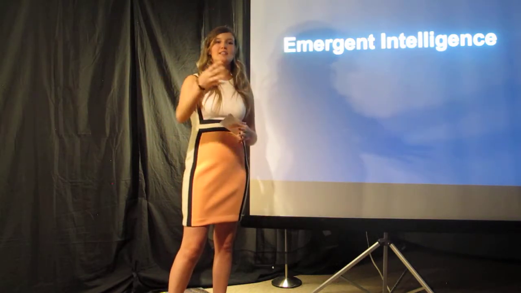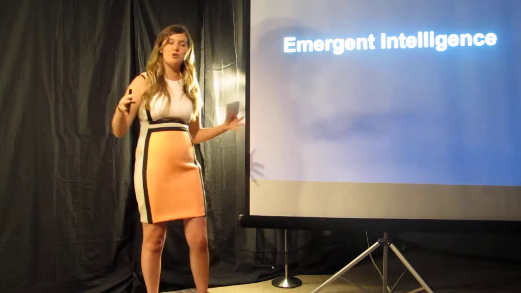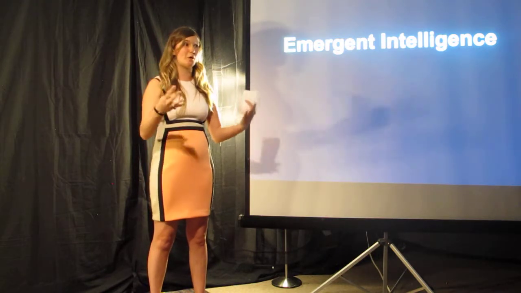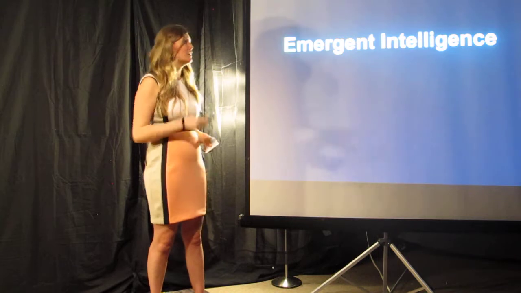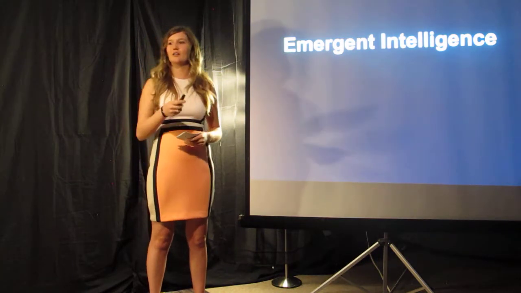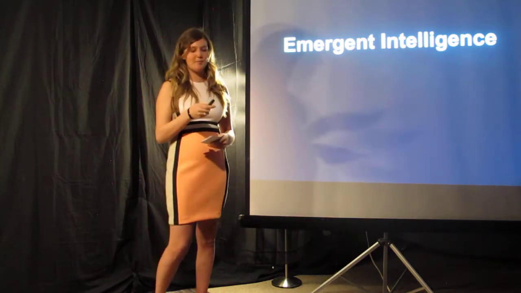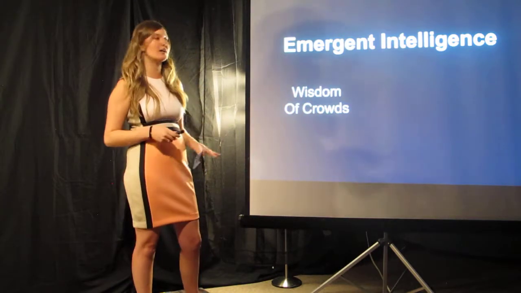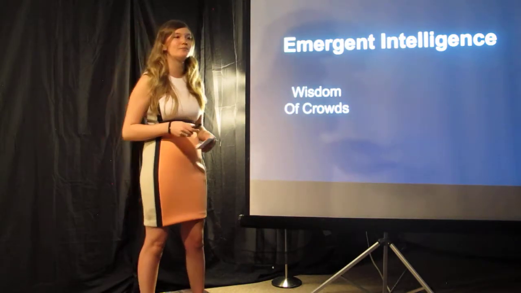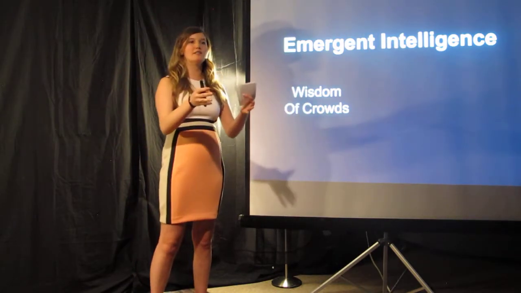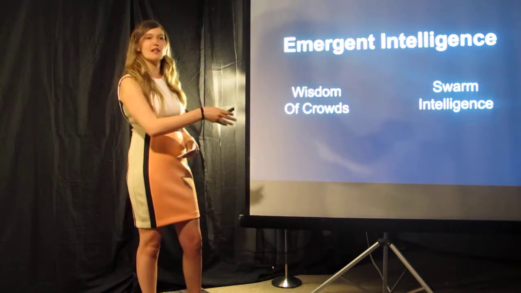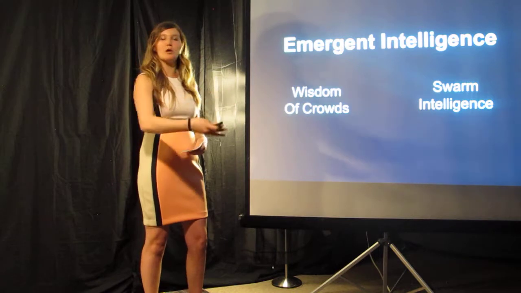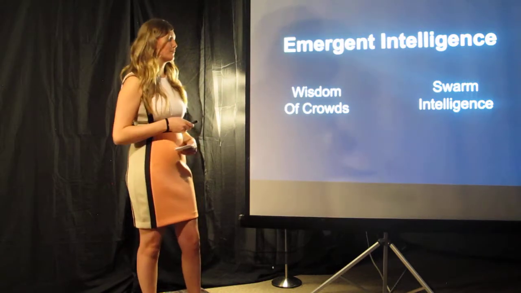So 80% of the time when bees are searching for their new homes, they find the perfect home out of all these tons of different options. And so I started researching emergent intelligence because it piqued my interest. I found two parts. The first is wisdom of crowds, which is the human equivalent to what the bees were doing. And the second is swarm intelligence, which is the biological word that describes what the bees were doing.